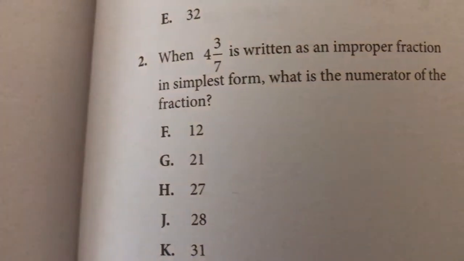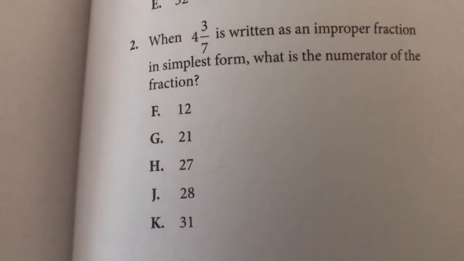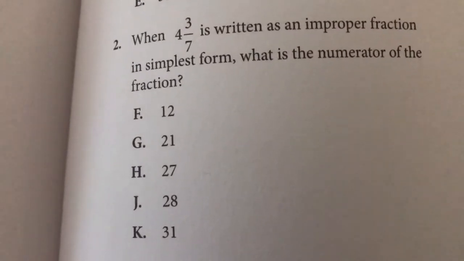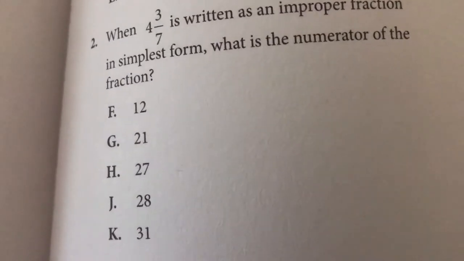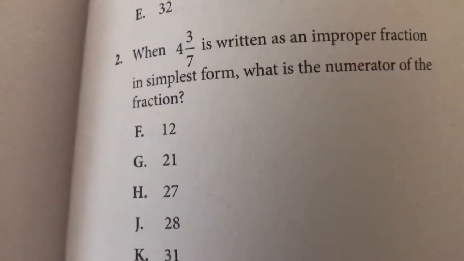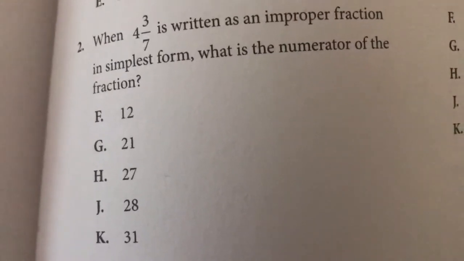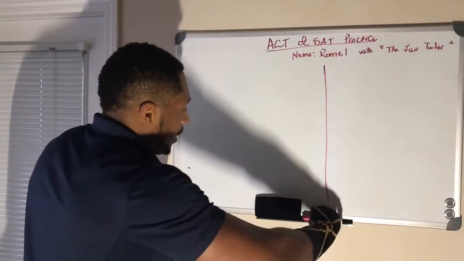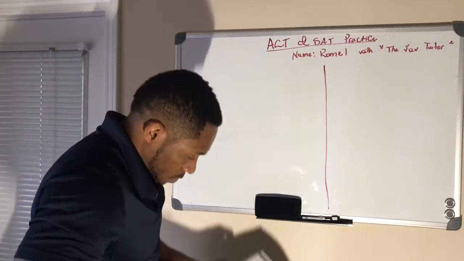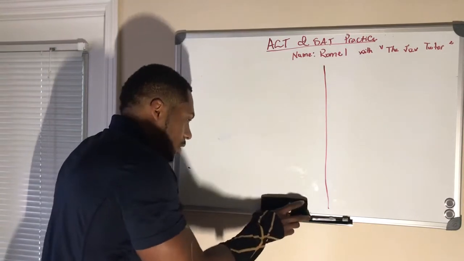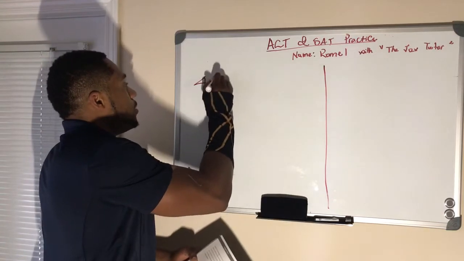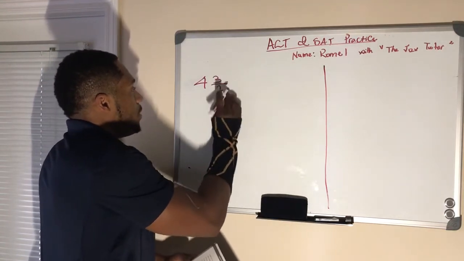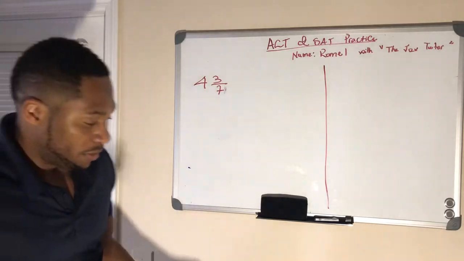So it says, when 4 3/7 is written as an improper fraction in simplest form, what is the numerator of the fraction? So what we want here is the numerator. So let's see what we have. What do we have? 4 3/7. So I want to know what the numerator is.